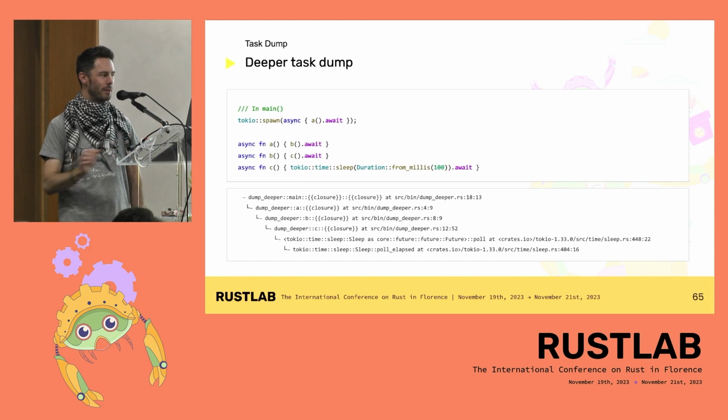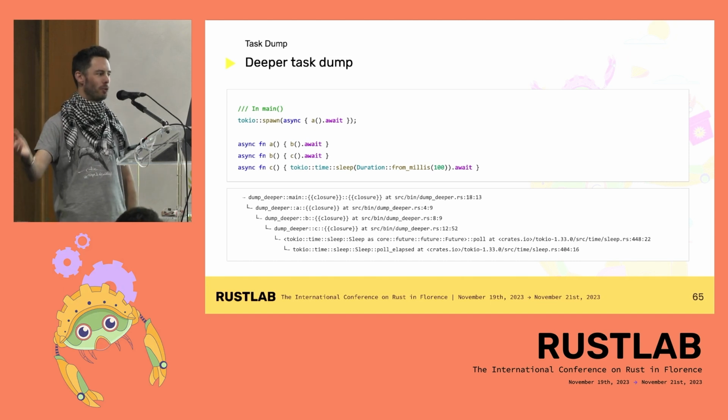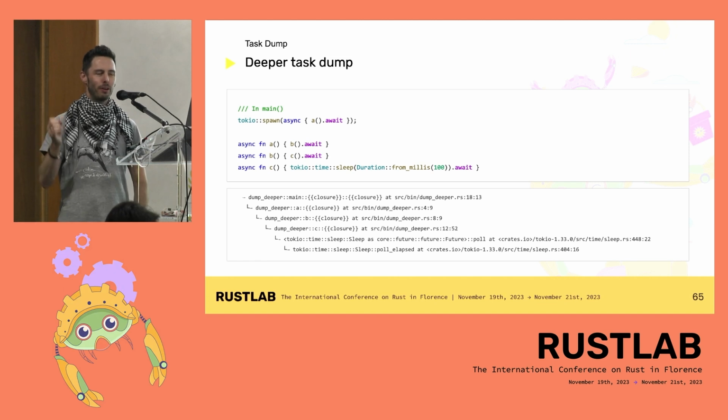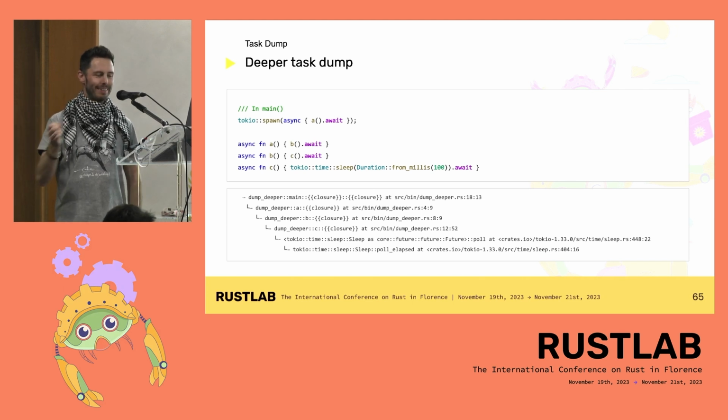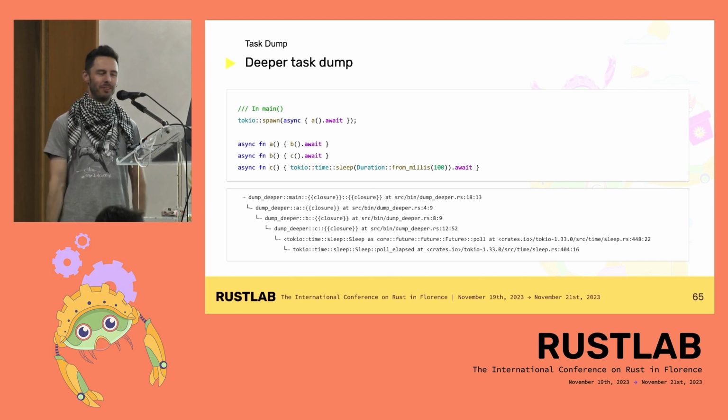So something a little bit deeper. Inside our main, we are going to spawn a task. It calls and awaits an async function A, which calls and awaits an async function B, which calls and awaits an async function C. This is getting repetitive. C finally does something more interesting. It sleeps for 100 milliseconds. Again.